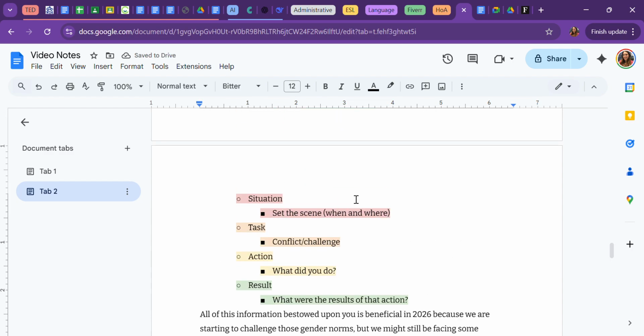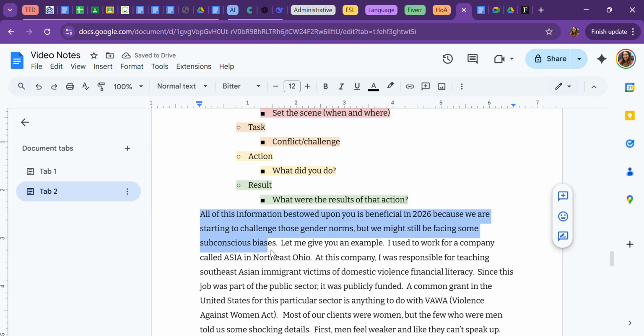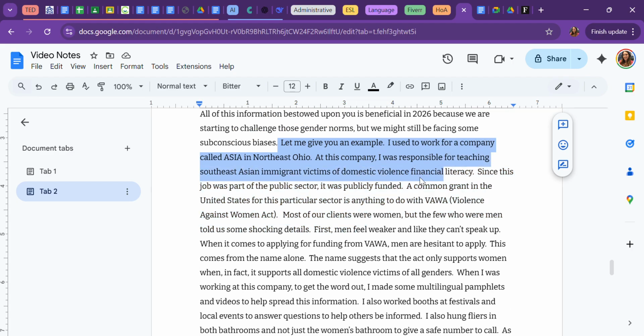Okay, so this is my topic sentence. I didn't give that a color. Let me give you an example. I used to work for a company, so this is my situation.